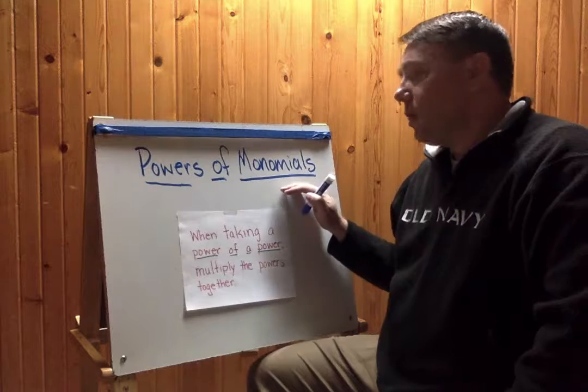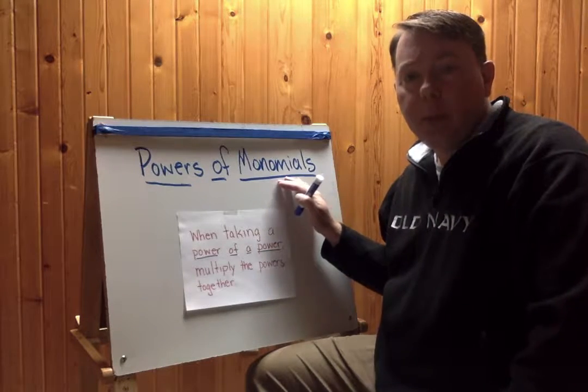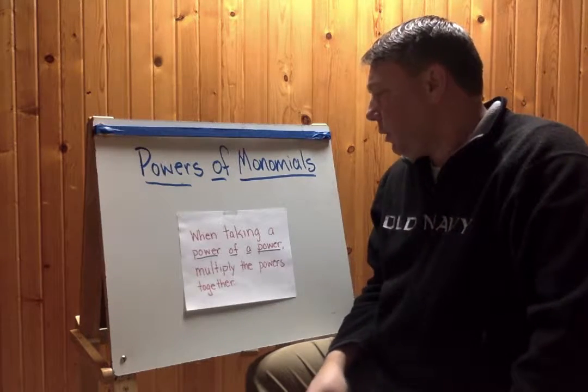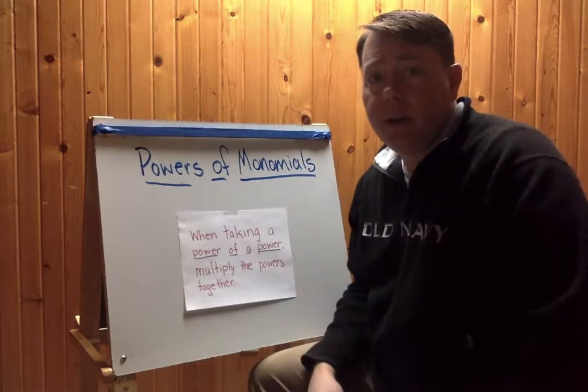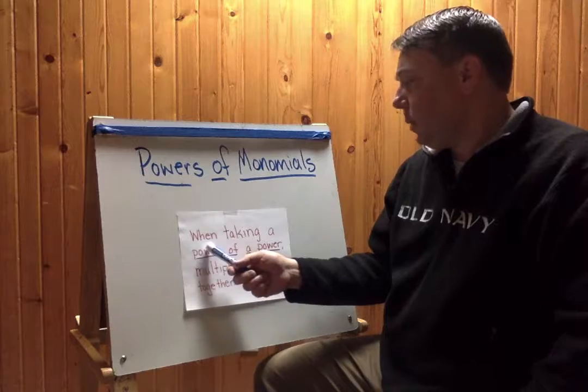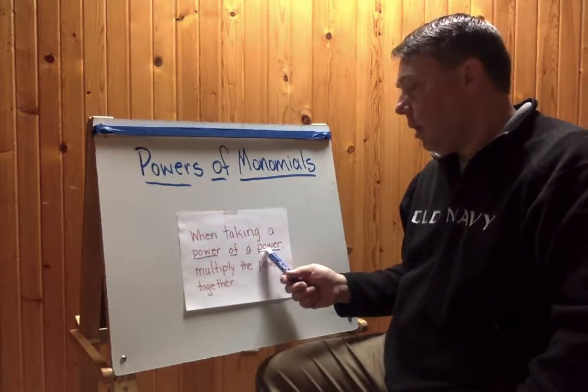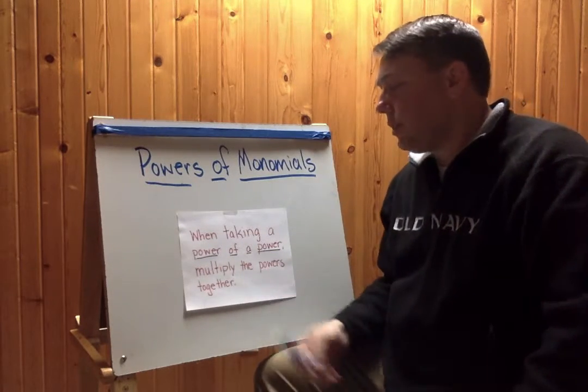So we're studying these single terms, mono meaning one, and today we're going to learn what to do when we have one that's raised to a power and then raised to another power. So this is when taking a power of a power, the rule is to multiply the powers together.